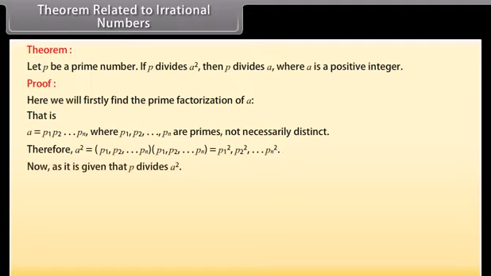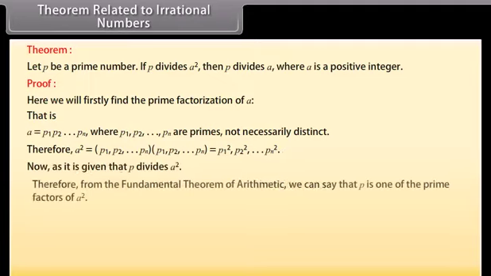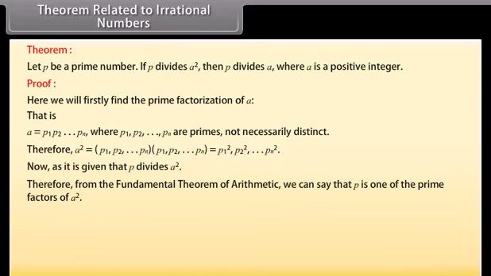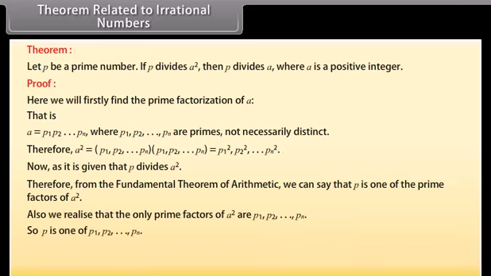Now, as it is given that p divides a square, from the fundamental theorem of arithmetic we can say that p is one of the prime factors of a square. Also, we realize that the only prime factors of a square are p1, p2, and so on till pn. So, p is one of p1, p2, and so on till pn. Now, since a is equal to p1, p2, and so on till pn, we can say that p divides a.